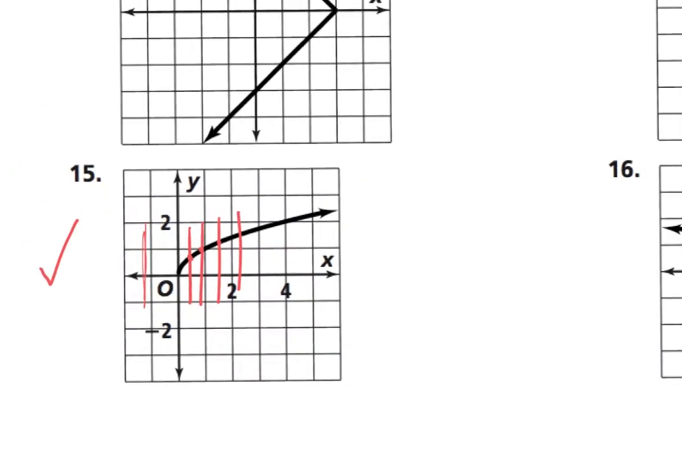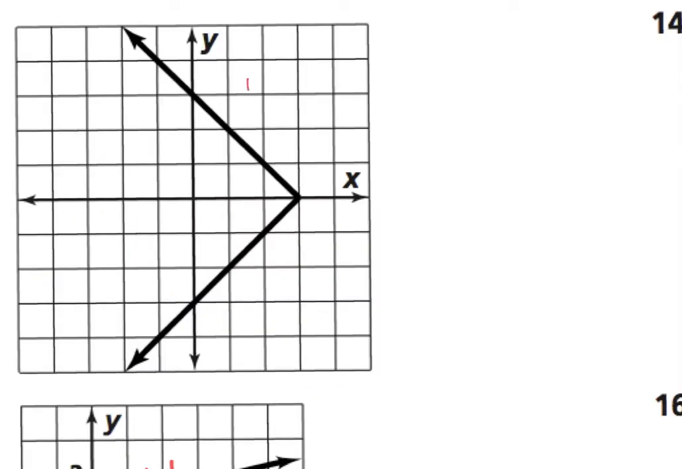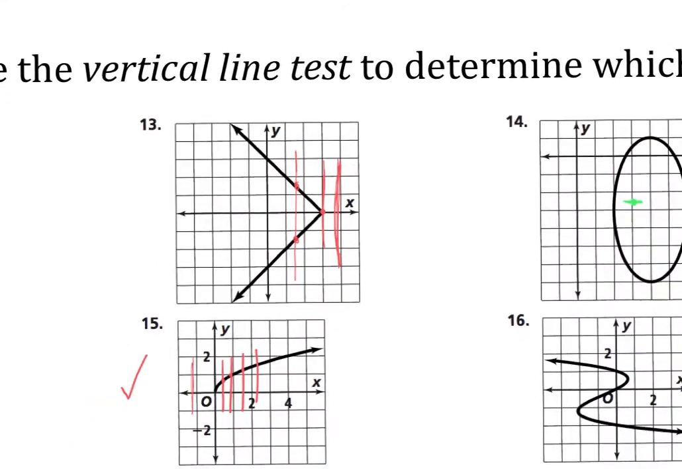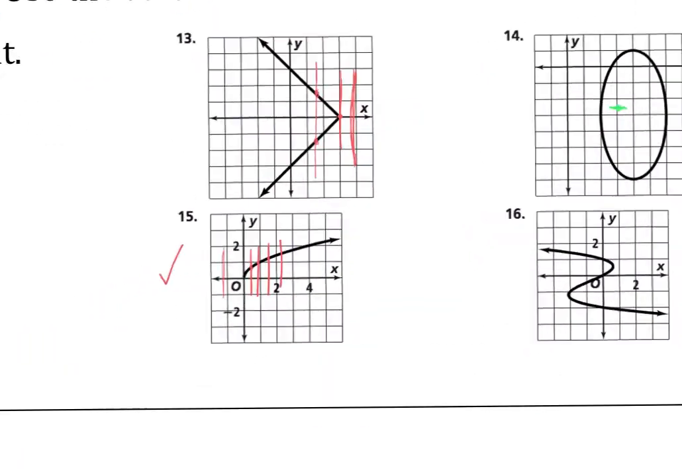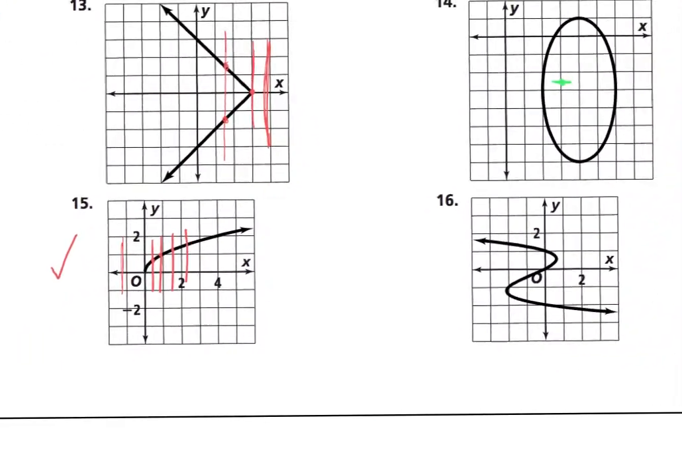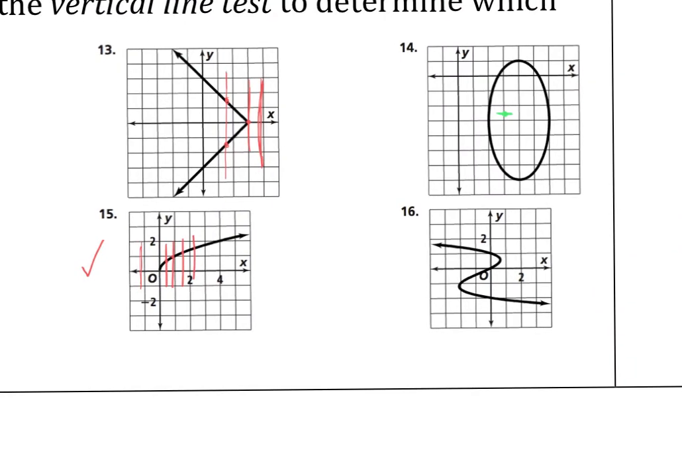All right. And as we look at number 13, it's not a function. Here, it behaves like a function because it doesn't intersect at all. Here, it behaves as a function. Why? Because it intersects exactly once. But here, it doesn't behave because it intersects more than once. All right, so which are functions? 15 is a function, and that's it. So 13 is not a function. As we can see, 14 is not, and 16 is also not.